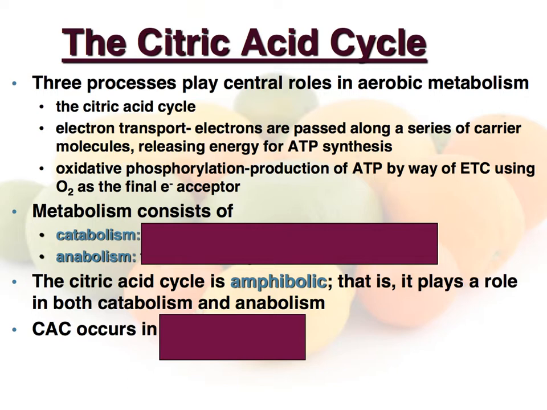So the citric acid cycle is a little different than what we see with glycolysis or gluconeogenesis. With glycolysis and gluconeogenesis, it was either anabolic or catabolic. Okay, the citric acid cycle is amphibolic. So it does both.